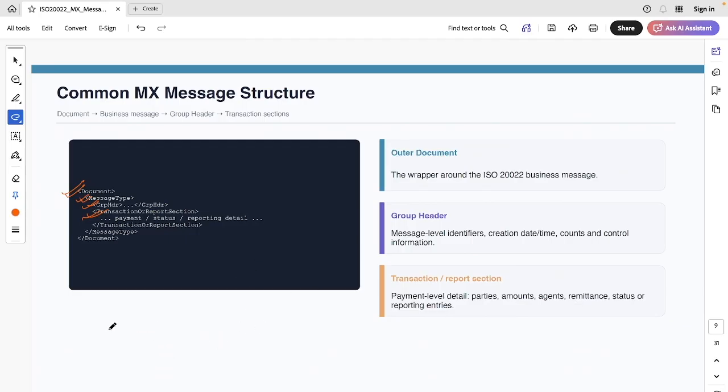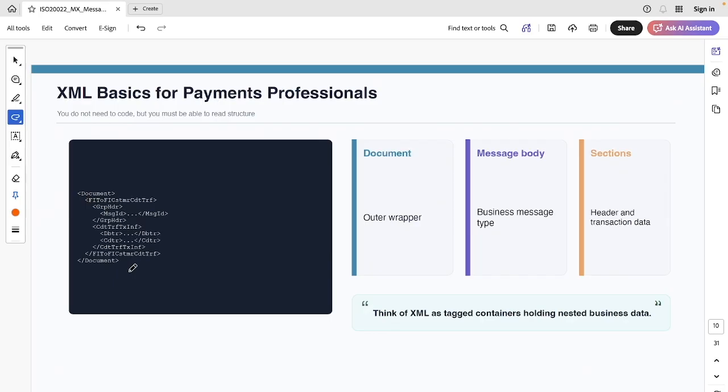Okay, now let us make XML less frightening with a simple reading approach. Let me tell this clearly. As a BA or tester or an operations SME, you do not need to become a full-time XML developer, but you must be able to read the structure and understand what the message is trying to say.